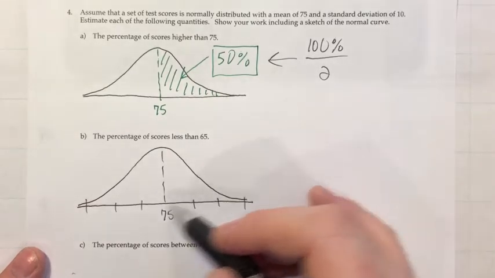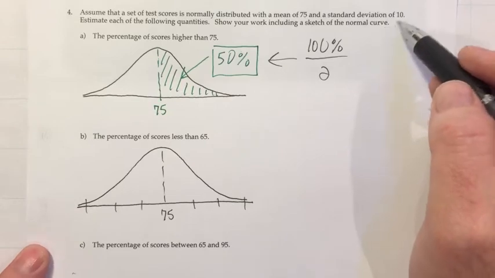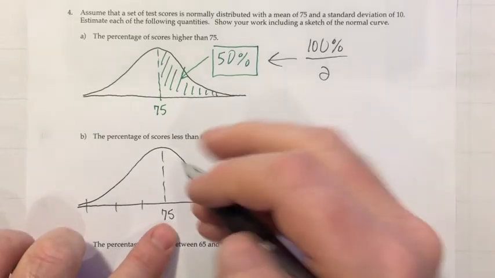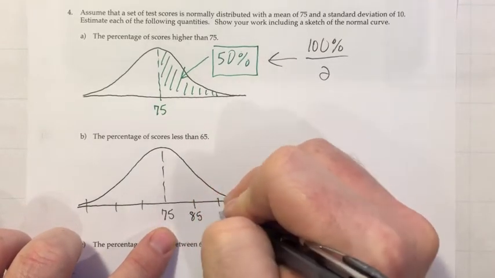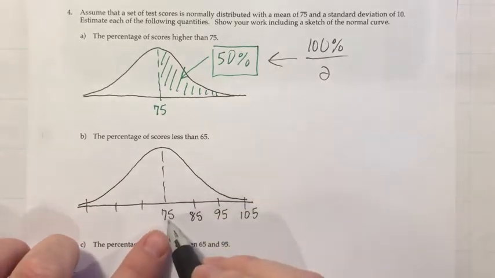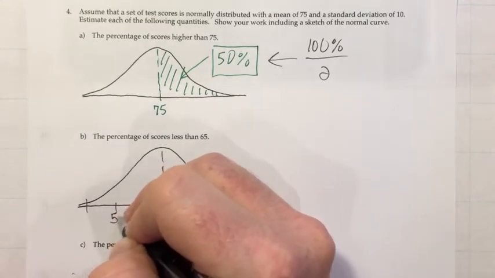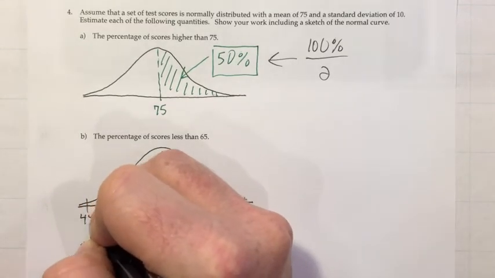And each notch, when you're using the empirical rule, you want to be measured out in terms of the standard deviation, which in this case is 10. So 75 plus 10 is 85, plus 10 is 95, plus another 10 is 105. And then starting here and subtracting 10, 75 minus 10 is 65, and then 55, and then 45.